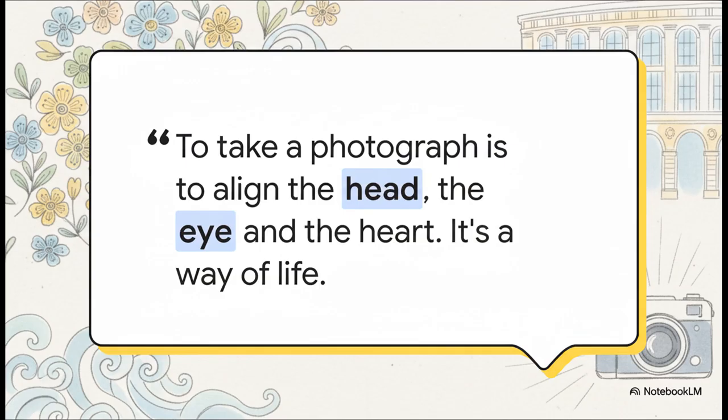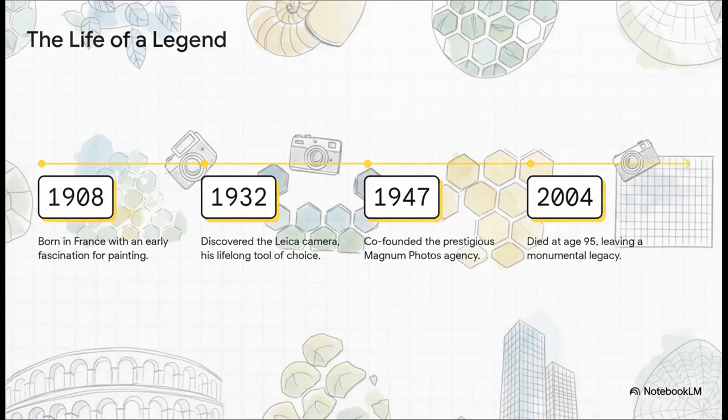To take a photograph is to align the head, the eye, and the heart. It's about connecting what you think, what you see, and what you feel. And honestly, that's our real goal this week. And his life was, well, it was monumental. He actually started out with a painter's eye, which is super interesting. But then, in 1932, he gets his hands on a Leica camera. And this was a game changer.